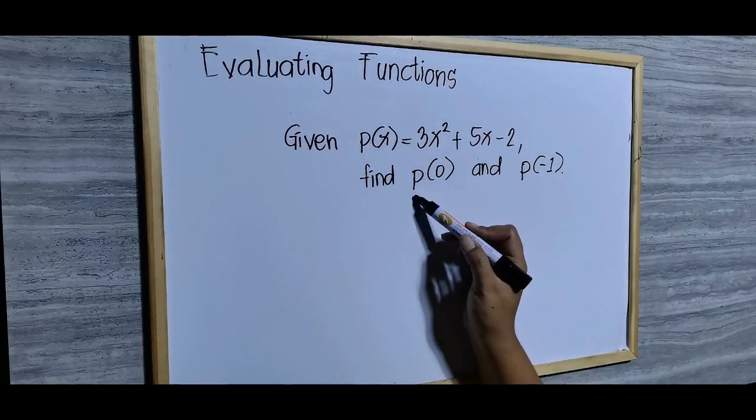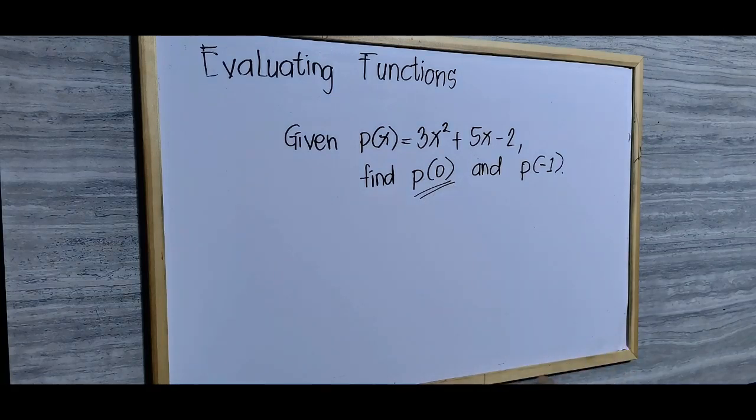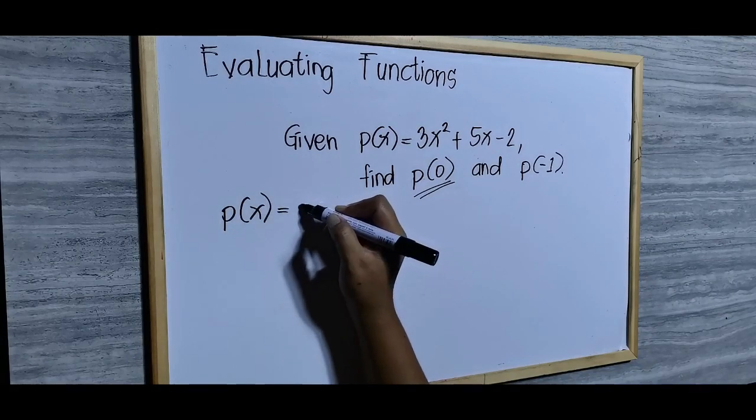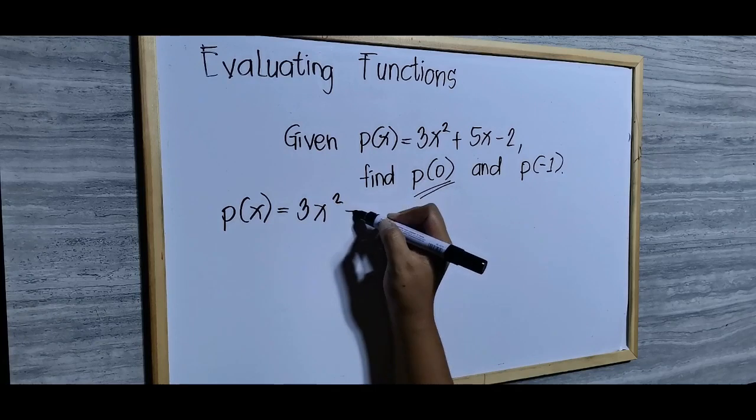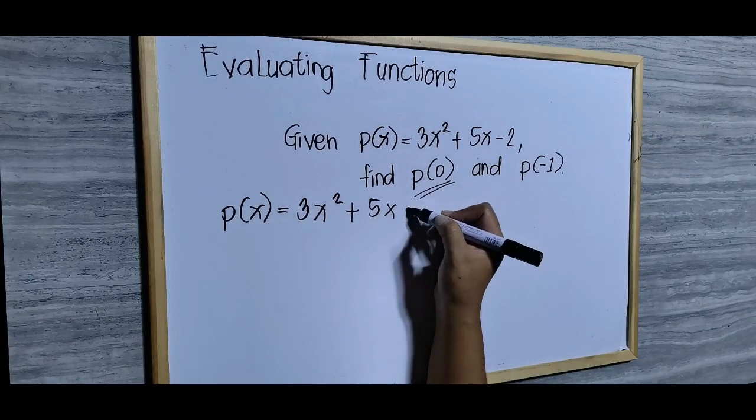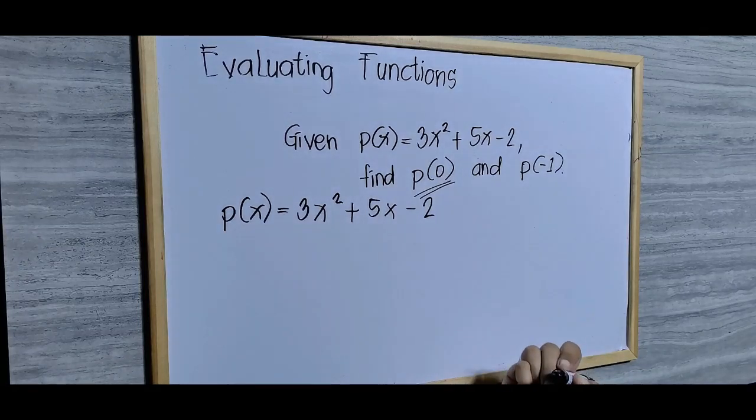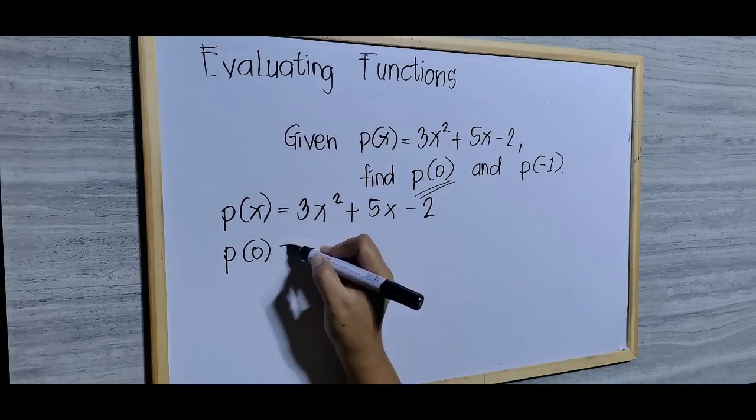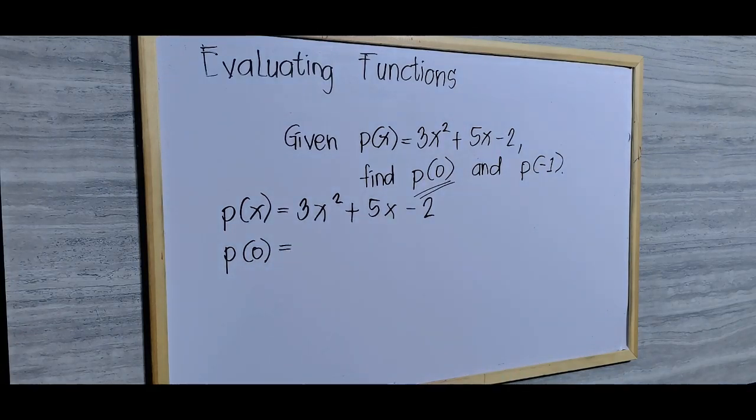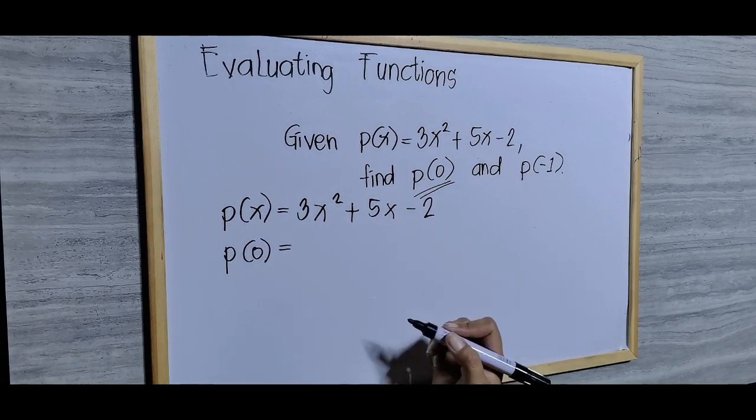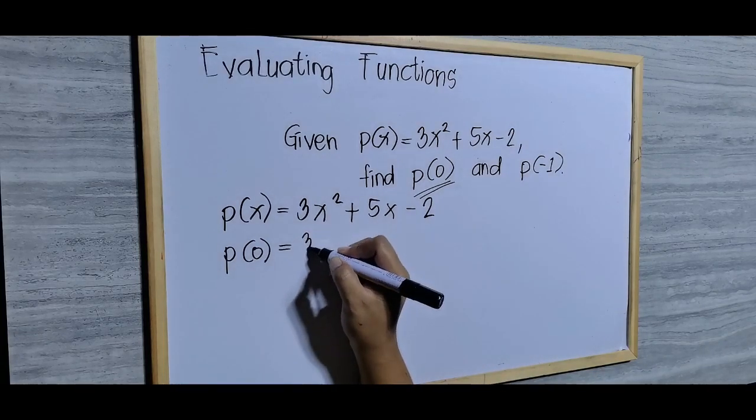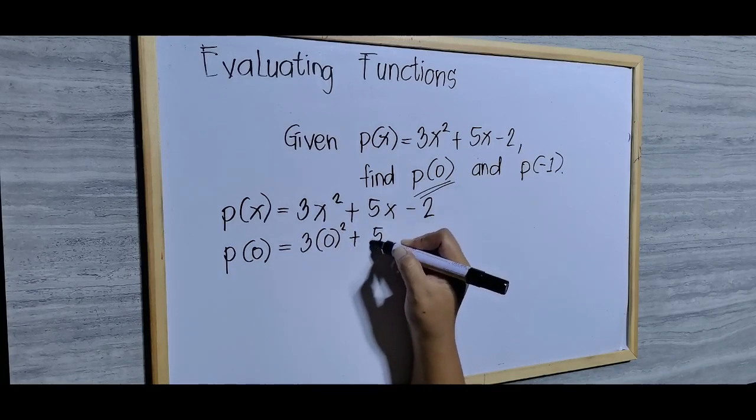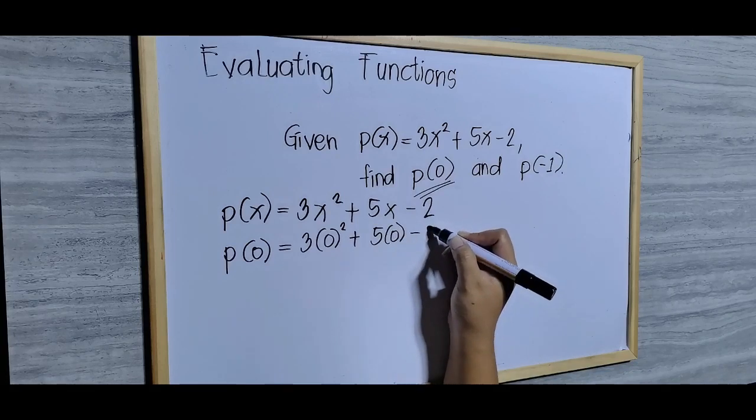So, first, let us find P of 0. So, let us write P of x is equal to 3x squared plus 5x minus 2. So, find P of 0. We will now have P of 0 is equal to, again, the first step is to substitute 0 for all x in the function. So, it will become 3 multiplied by 0 squared plus 5 multiplied by 0 minus 2.